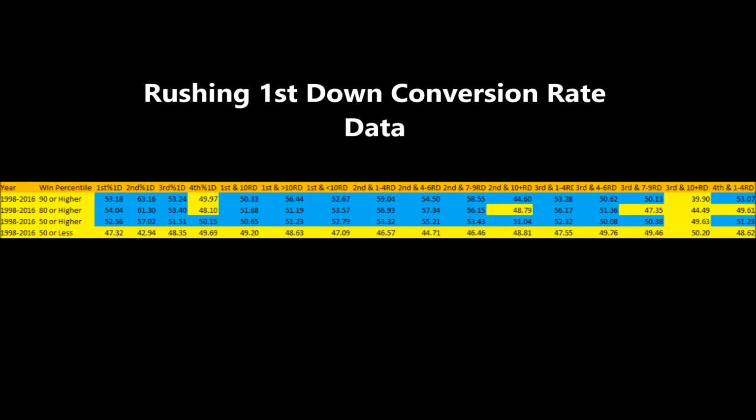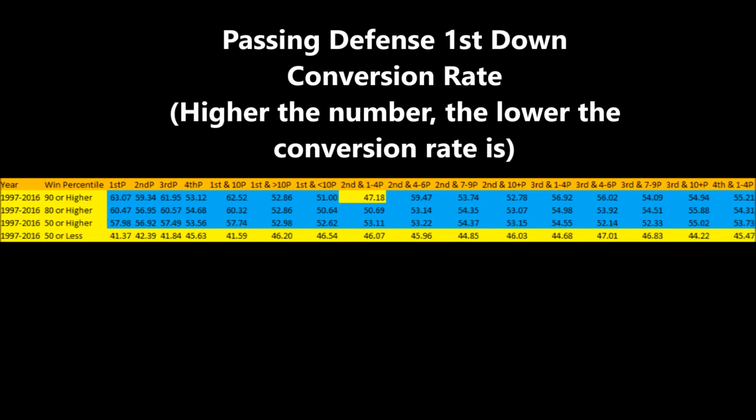Then, of course, we get to passing defense. So this is the defensive side of things. When it comes to defensive split data, stopping the pass correlates fairly well when it comes to winning football games as a defense. So your ability to stop the pass on first down, second down, third down, and fourth down matters to winning football games. And if you're not very good at stopping the pass on first down, second down, third down, fourth down, then you're probably not winning a lot of football games.